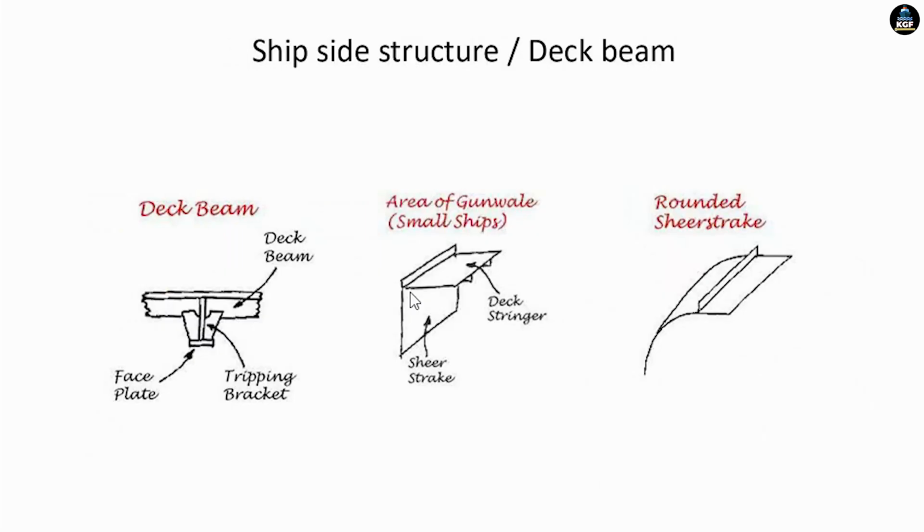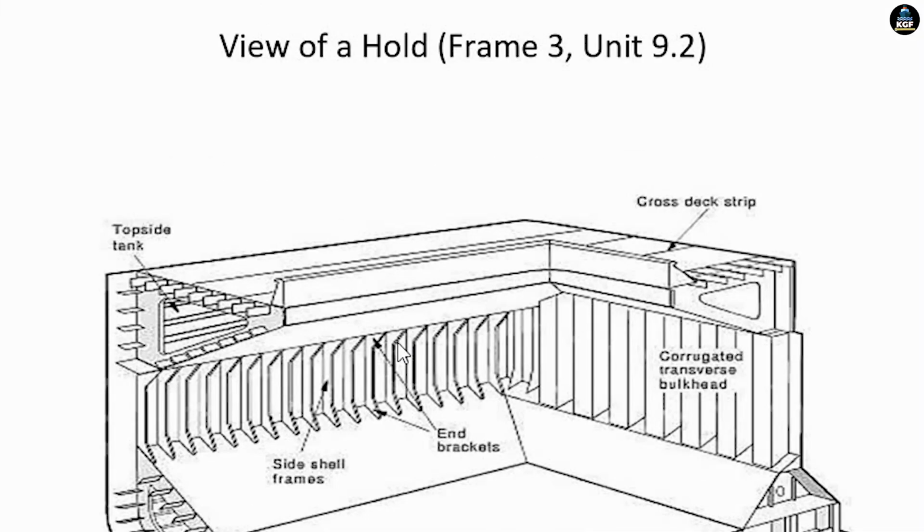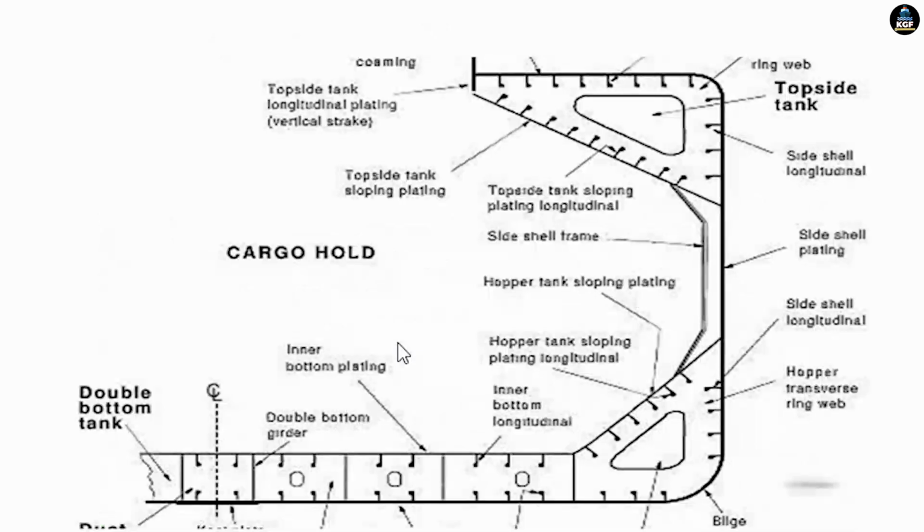So ship side structures and deck beam area of gunwale and rounded sheer strake. So this is the cross-sectional view of a cargo hold. You can see the water ballast tanks at the upside and the downside, and in between them you can store your cargo. Again the cross-sectional view of a cargo hold with some more details.